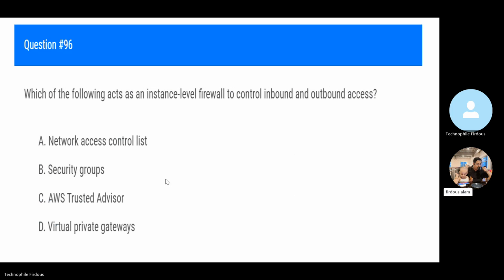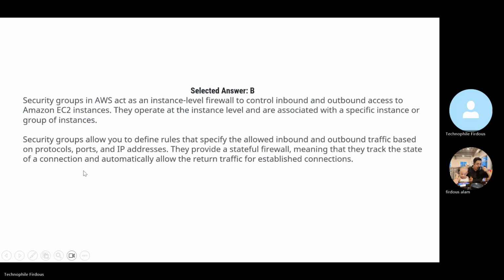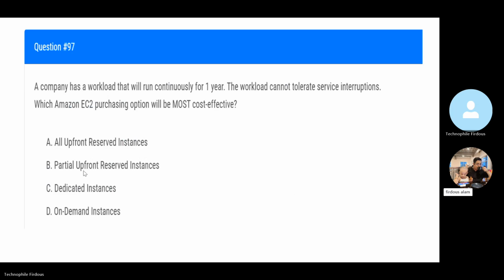You have 15 seconds to answer this. Okay, the important thing is instance level. This is a very important thing: an instance level firewall to control inbound and outbound access. So instance level, I think security group gives instance level, and network ACL gives subnet level. So I think B should be the correct answer. Yeah, answer B is the correct one. Okay. So let's move to the next one.